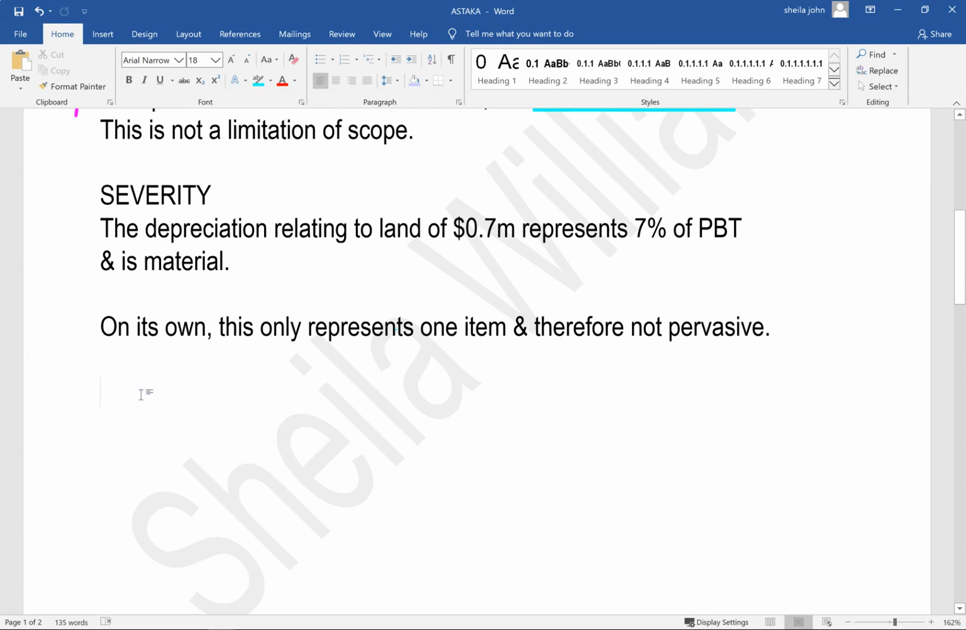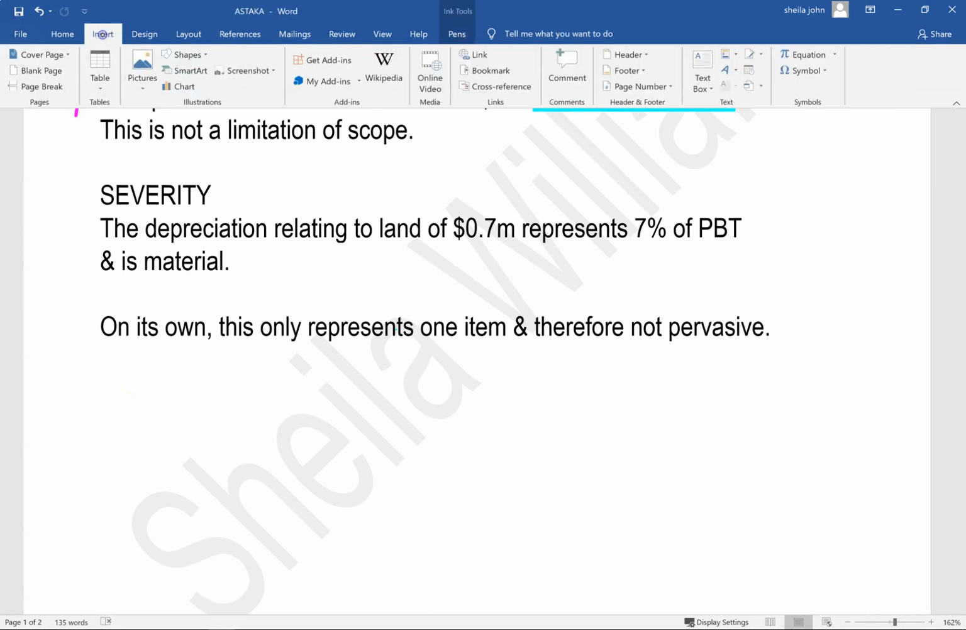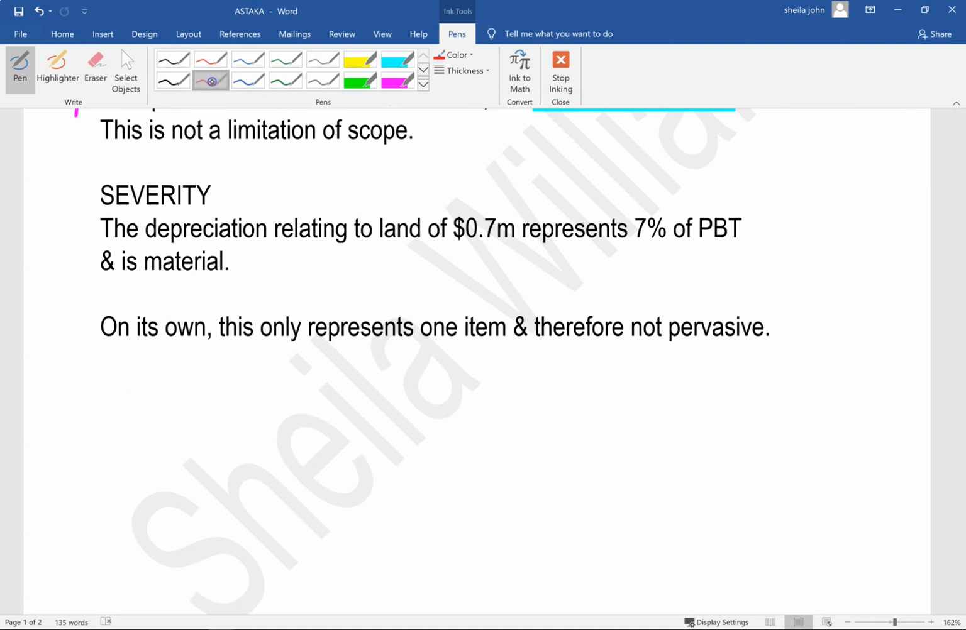Are we good so far? So here, how do the marks work? The marks here are half mark for the calculation of materiality and half mark for your statement on whether it is pervasive.